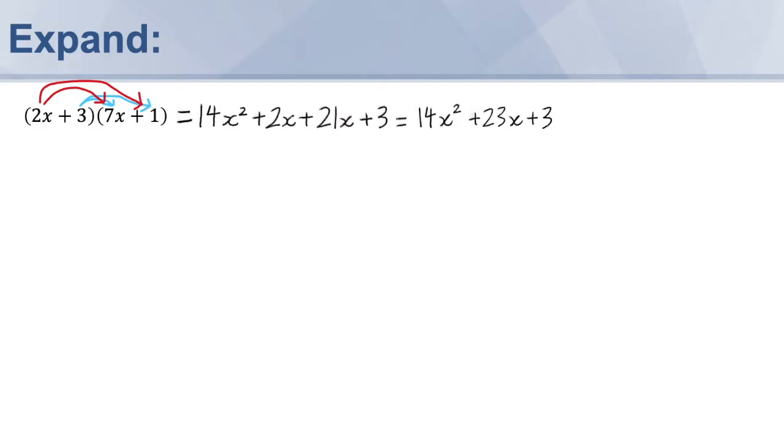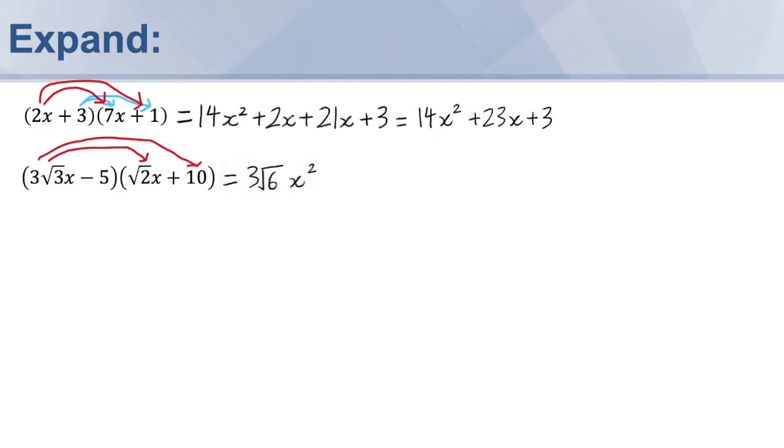So the next problem is in the same form, however it's a little more tricky because it involves square roots. Let's start with the red arrows. So 3 times root 3x times root 2x is 3 times root 6x squared. And then 3 times root 3x times 10 is equal to 30 times root 3x. Negative 5, remember it's negative 5, times root 2x is equal to negative 5 times root 2x. Negative 5 times 10 is equal to negative 50.